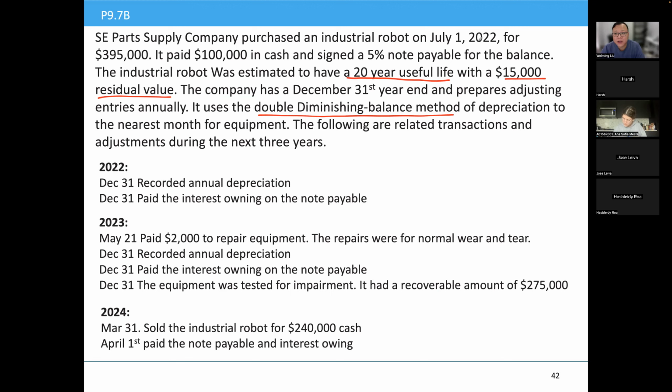And for the year of 2022, you bought the asset July 1st, and we are considering December 31st. So that's just 6 months.